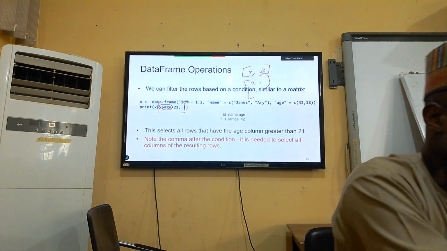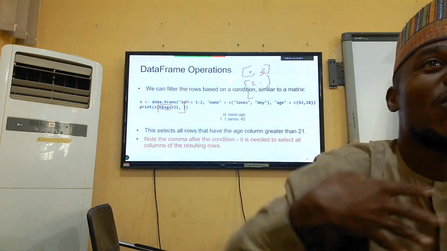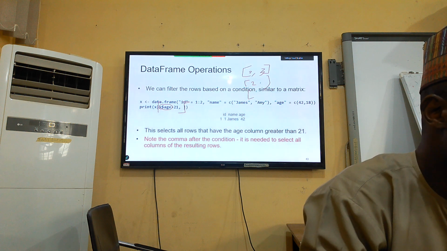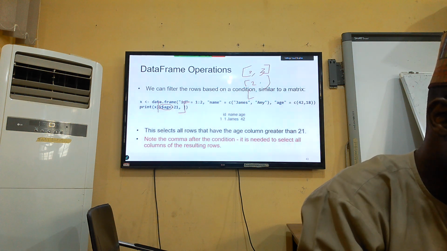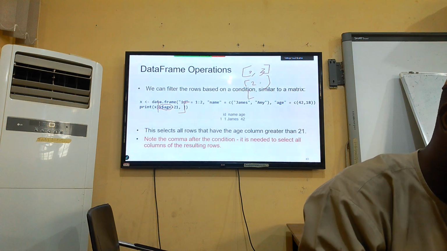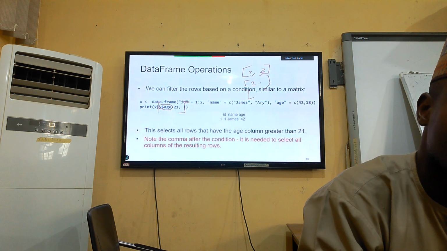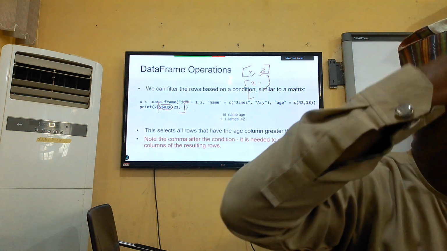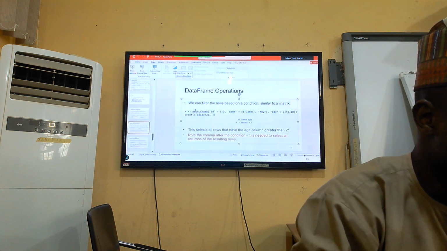We have a data frame and we want to index some related rows based on what we want, isn't it? This is an example that says, give me all the rows where the age column is more than 21, and then comma, nothing. It means I want all the columns of that row, isn't it? So just like I have here now.